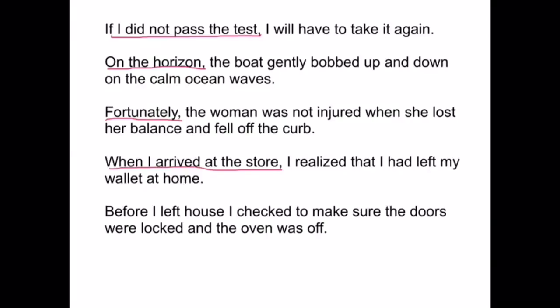Let's take a look at the last one. Before I left the house, I checked to make sure the doors were locked and the oven was off. Put the comma after the introductory element. If you put the comma after house, you're correct. Before I left the house is a dependent clause introducing an independent clause.